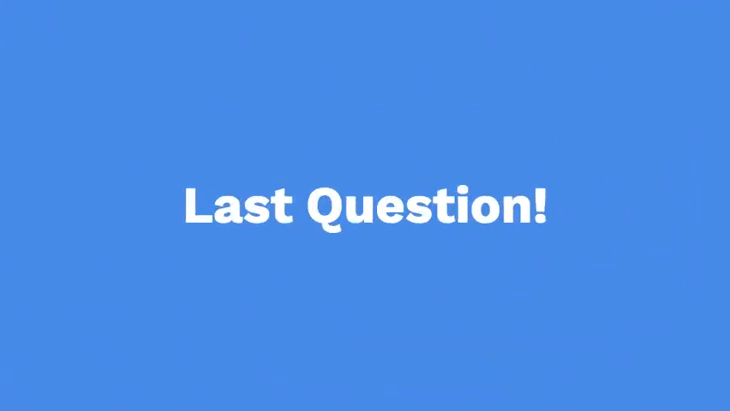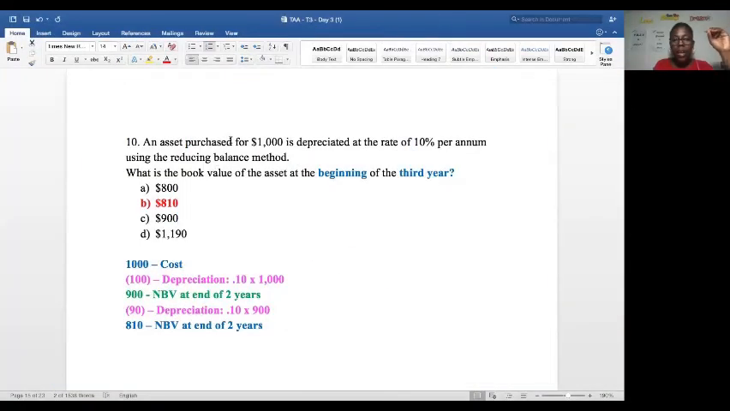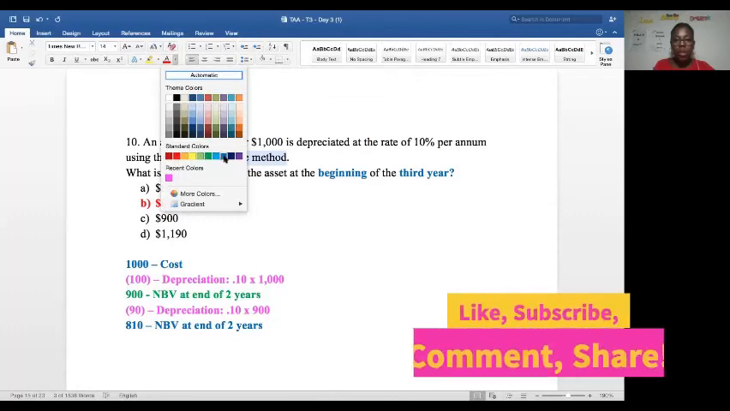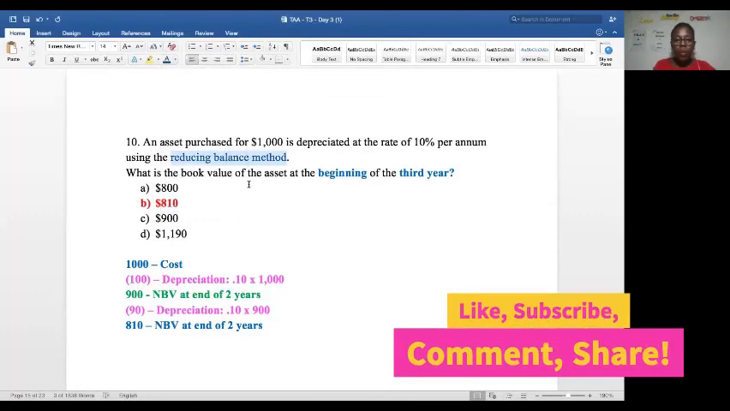All right, number 10, which is the last question. An asset purchased for 1,000 is depreciated at a rate of 10% per annum using the reducing balance method. All right, so we're not going to have the same amount of depreciation each year. What is the book value of the asset at the beginning of the third year?